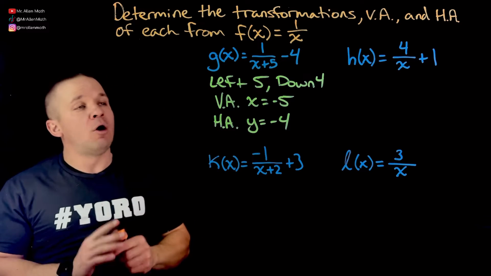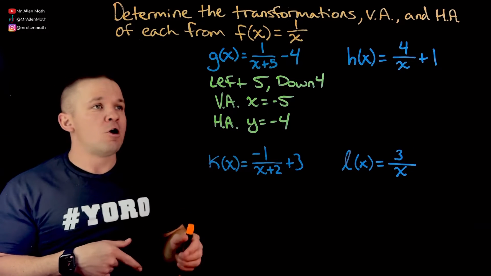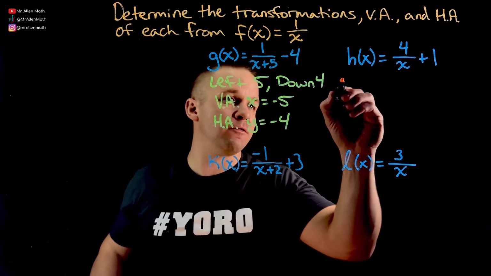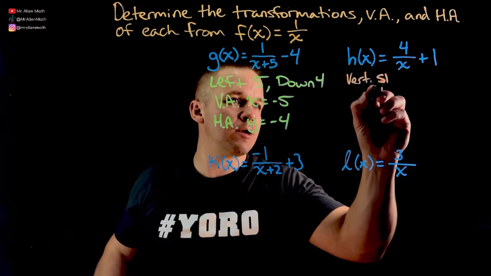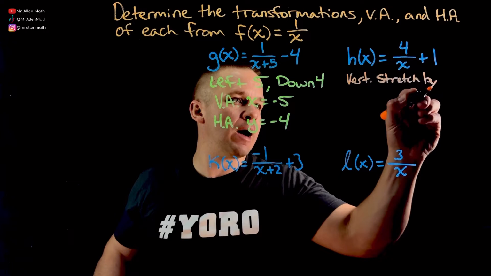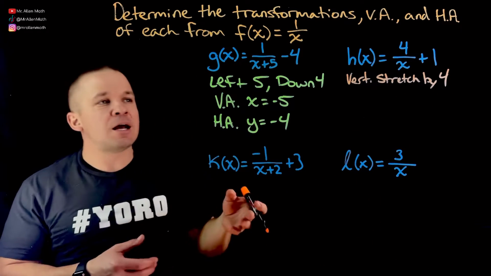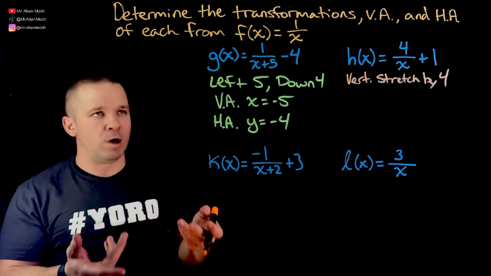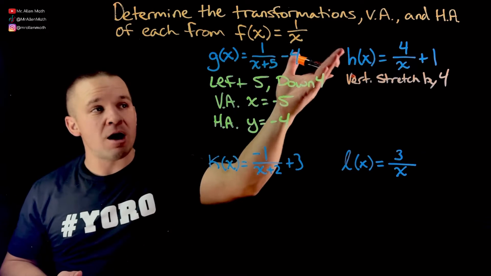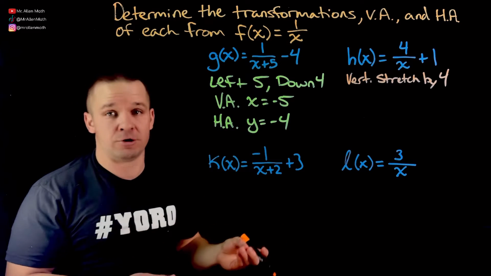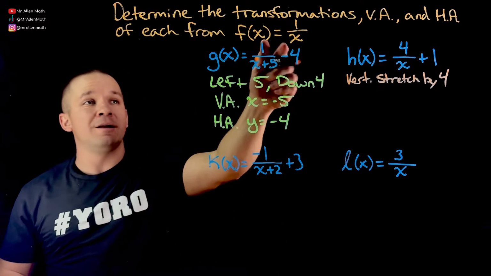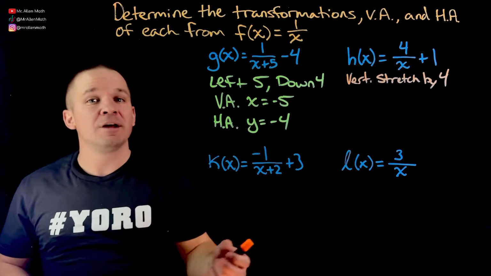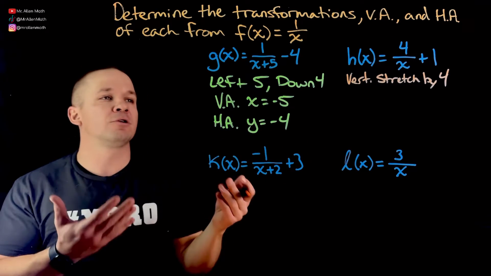Next one, h of x. We have 4 over x plus 1. Well, that 4 is going to be a vertical stretch by 4. As I plug in my x values, if I had 1 over x and I plugged in 1, I would just get 1. If I plug it in here, 4 over 1 is 4. It's 4 times larger. If I plugged in 2 here, I'd get 1/2. If I plug it in here, 4 over 2 gives me 2. That's 4 times larger. So it's a vertical stretch by 4.